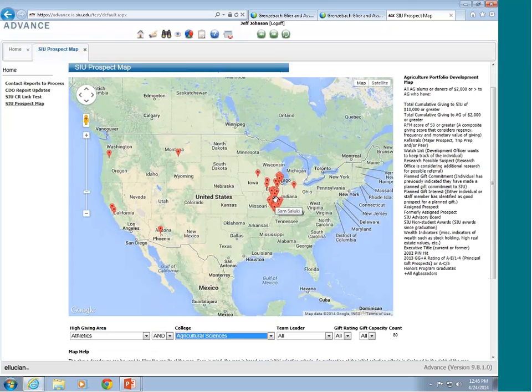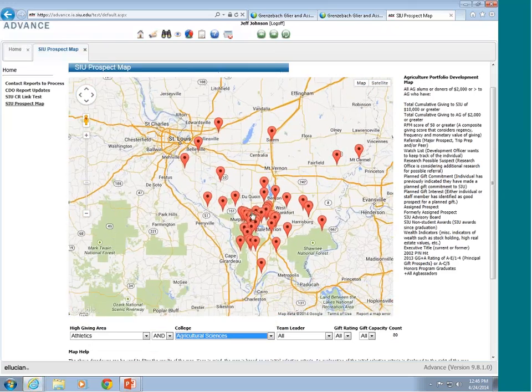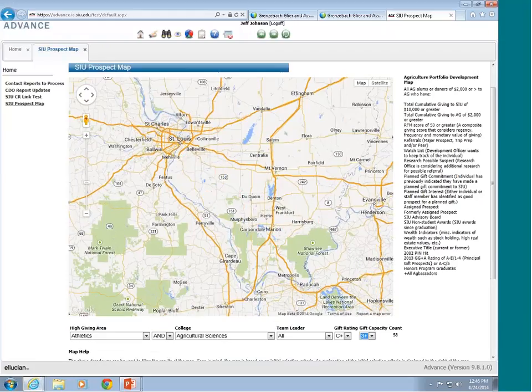Using the scroll on your mouse, you can scroll into the different areas. We could further define this by the team leader or the gift rating. So if we were to do a gift rating of a C+, now it brought it down to 58 pins, and so you can go on and on. So I'm going to bring this out to kind of reset this a little bit.